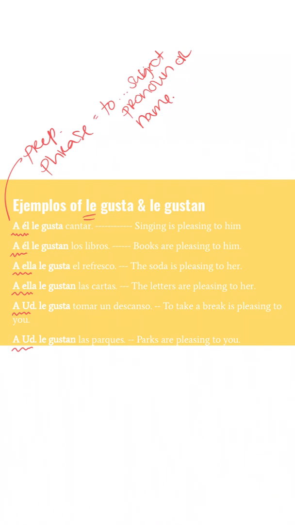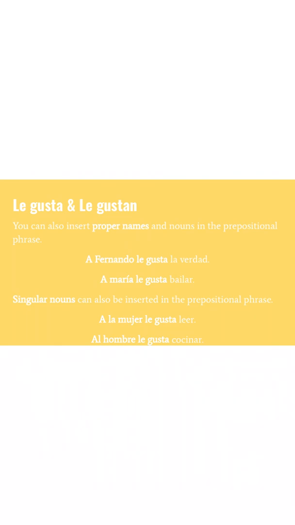Last slide, my friends. So, as I mentioned in the slide prior, you can also insert proper names and nouns into the prepositional phrase. So if I didn't want to say, he likes the truth, right? A él le gusta la verdad. I could say specifically like Fernando likes the truth. A Fernando le gusta la verdad, right? So I could also say, instead of just she likes to dance, I could say specifically Maria. So a Maria le gusta bailar, right?